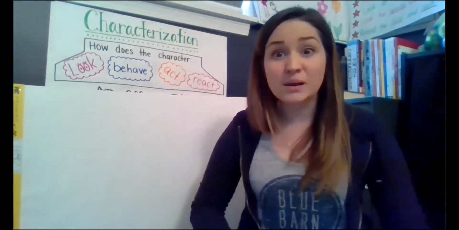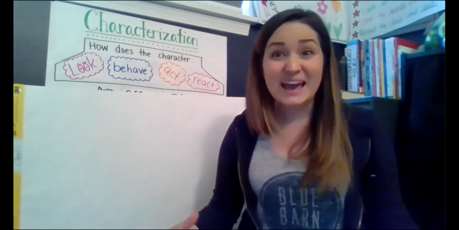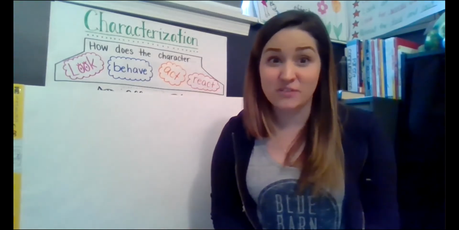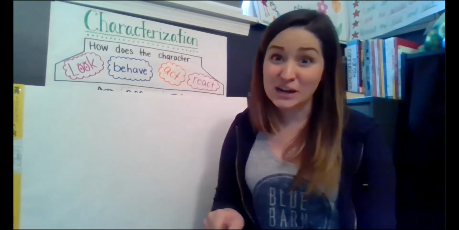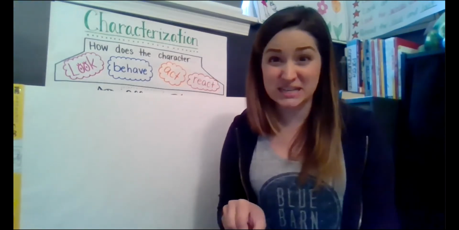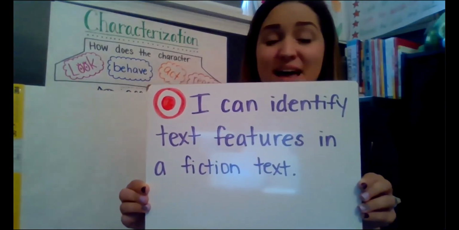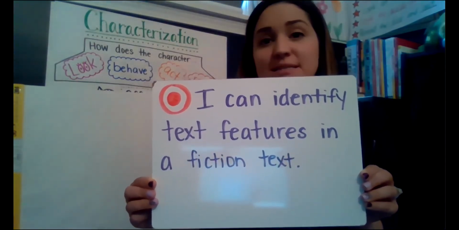So this week we're going to practice this one more time, this last week with a book. And then next week we're going to move on to nonfiction books because I think you're ready. So I want to go over our target, and this is going to be our target for the whole week. We're going to put everything we've learned together. And it says, I can identify text features in a fiction text.